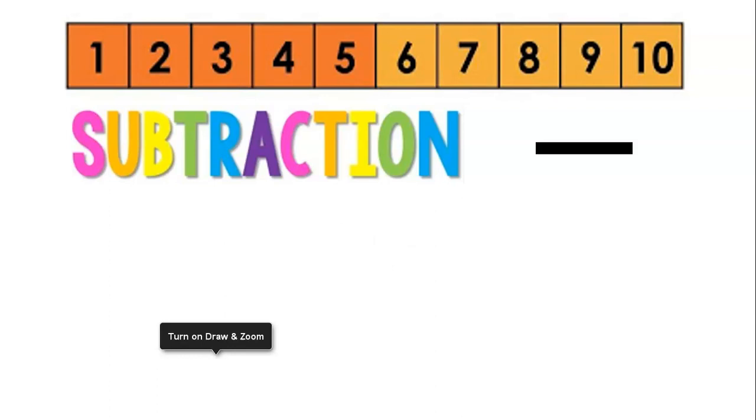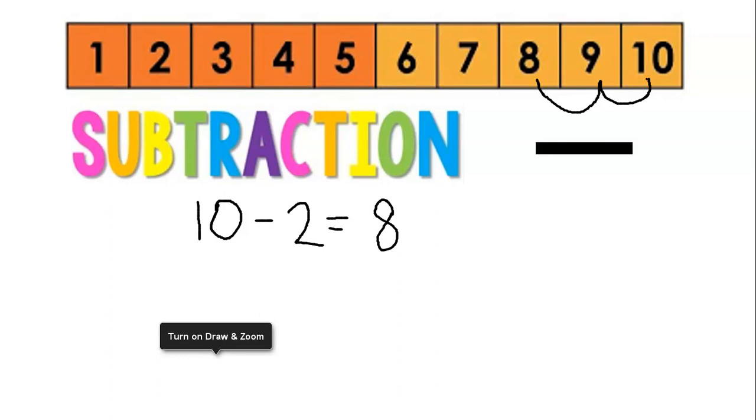This time, let's start with 10. So if I start with 10, and then I want to take away, let's take away 2. So then we're going to jump back 2 spaces. 1, 2. 10, take away 2 equals, what number did we land on? 8.